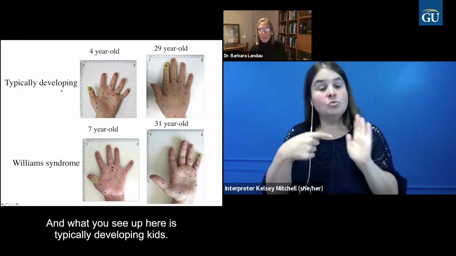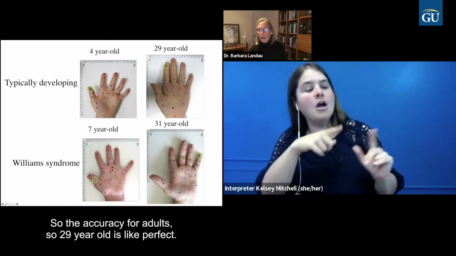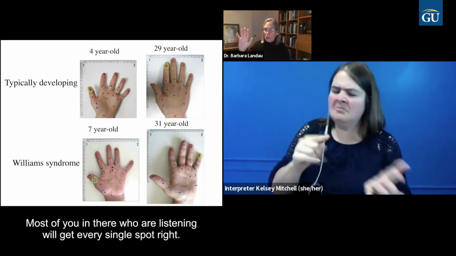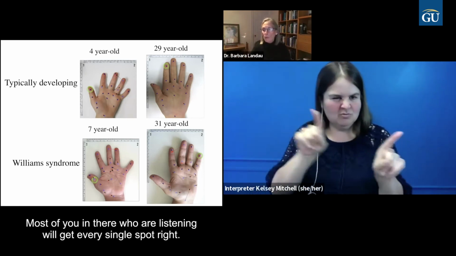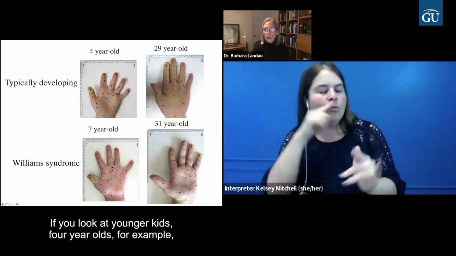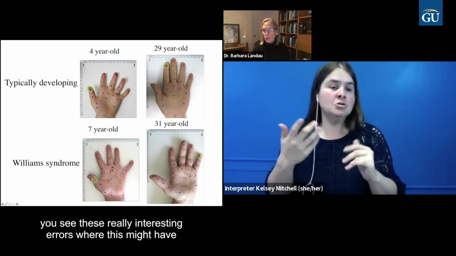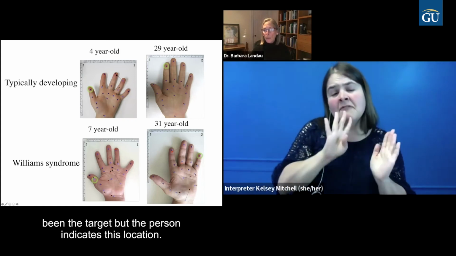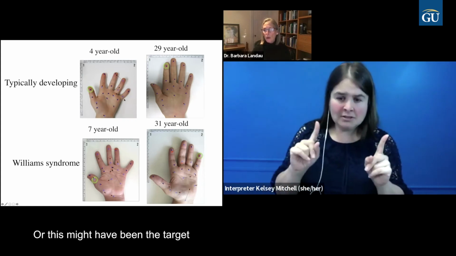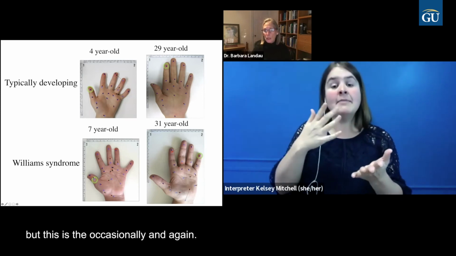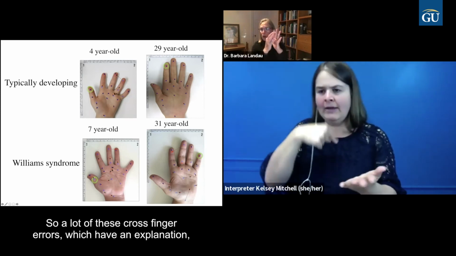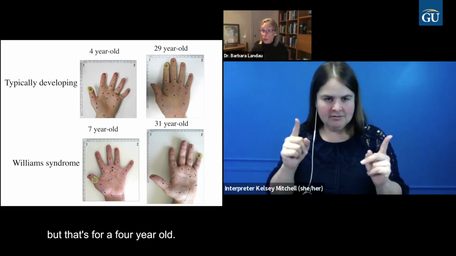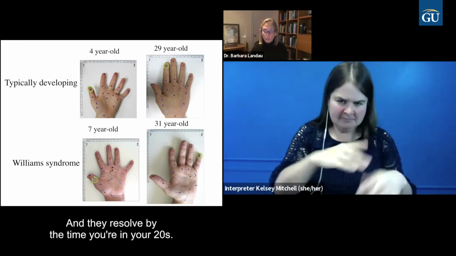And what you see up here is typically developing kids. So the accuracy for adults, a 29-year-old, is like perfect. Most of you listening will get every single spot right. If you look at younger kids, 4-year-olds, for example, you see these really interesting errors where this might have been the target, but the person indicates this location, or this might have been the target, but this is the location they indicate. So a lot of these cross-finger errors, which have an explanation, but that's for a 4-year-old, and they resolve by the time you're in your 20s.